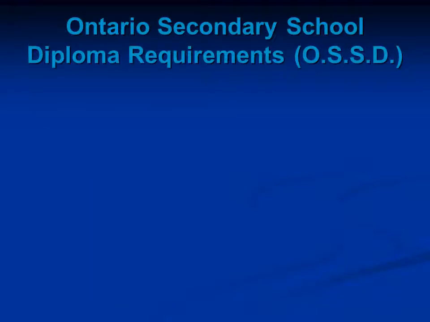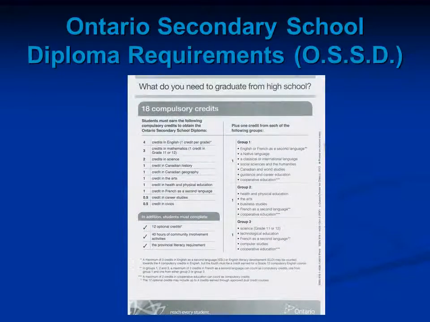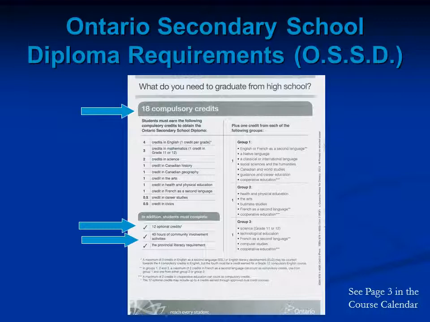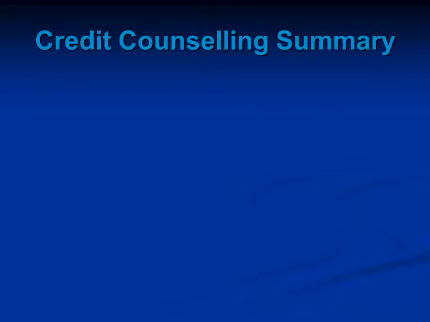When choosing your course requests, please keep in mind the Ontario Secondary School Diploma requirements. In order to graduate, you need to complete 18 compulsory credits as well as 12 optional credits. Successful completion of 40 community hours and the provincial literacy requirement is also a necessity. Please refer to your credit counseling summary before choosing your courses for next year.